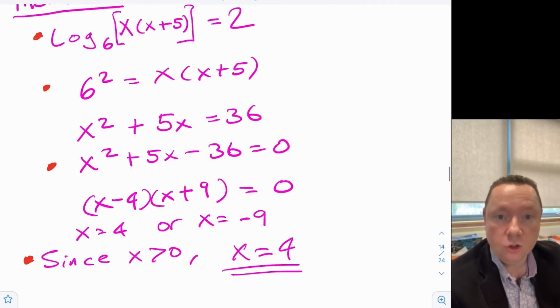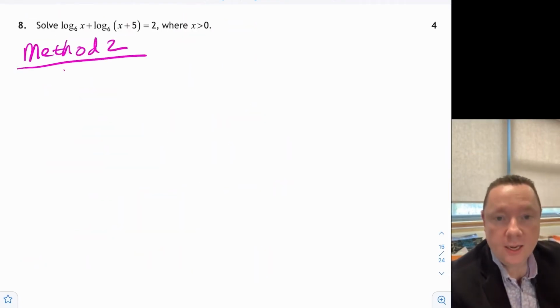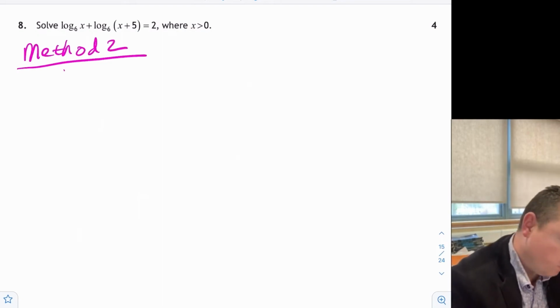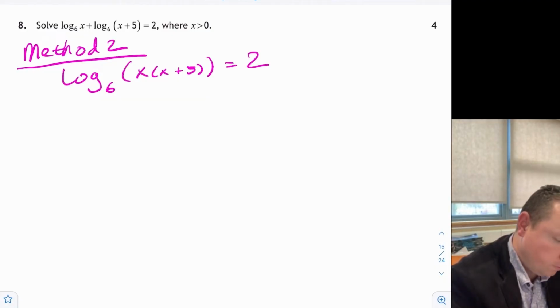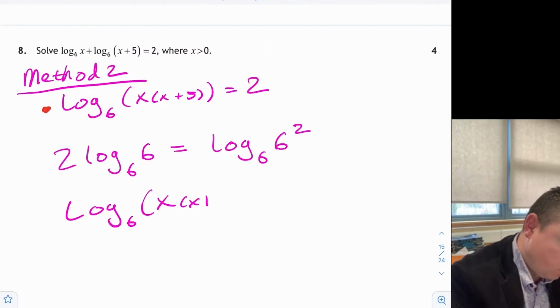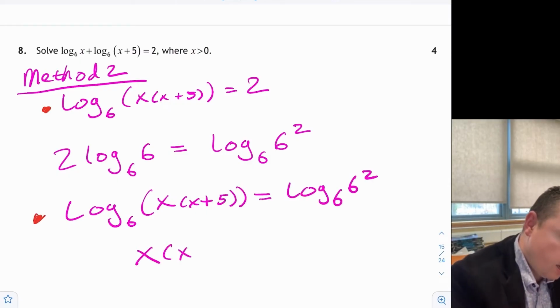Let's look at method 2. So method 2 starts the same way. We apply the same rule as before. So we write log base 6 of x bracket x plus 5 equals 2. And we get our first mark. The log base 6 of x times x plus 5 equals the log base 6 of 6 squared. Because remember, log base 6 of 6 is 1, so that is 2. And that would give us our second mark.